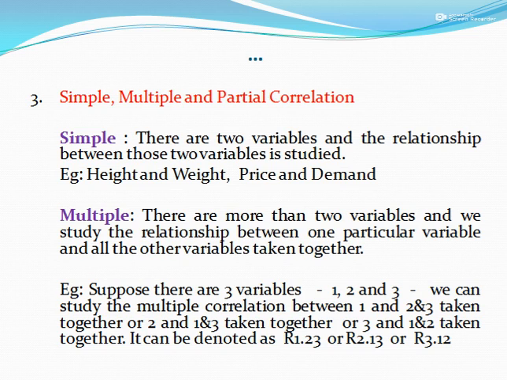R2.13, or we can study the relationship between 3 and 1 and 2 taken together. It can be denoted as R3.12. All these three correlation analyses are called multiple correlation.